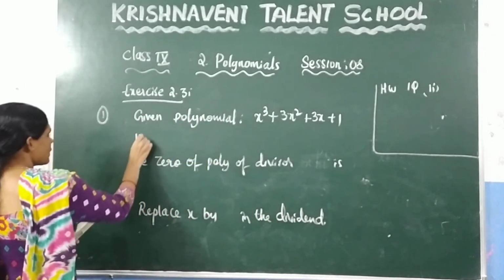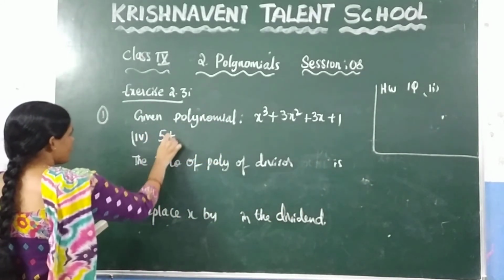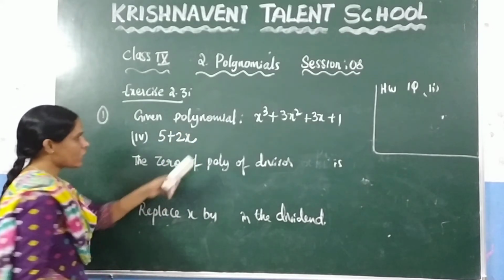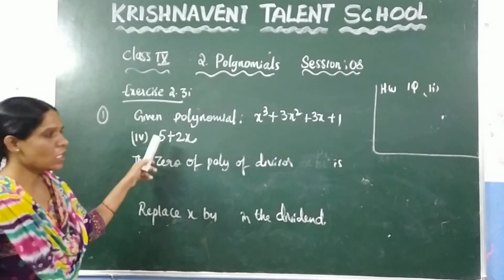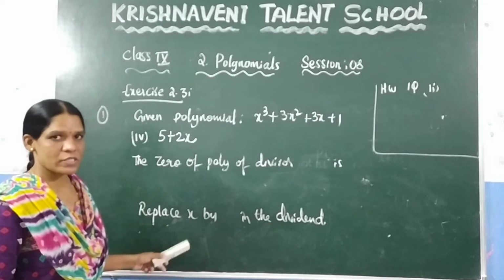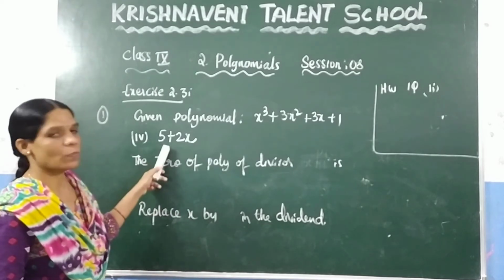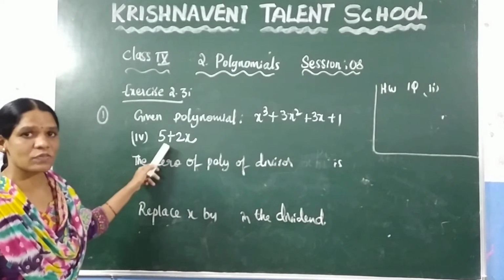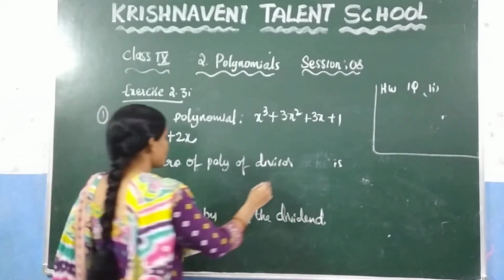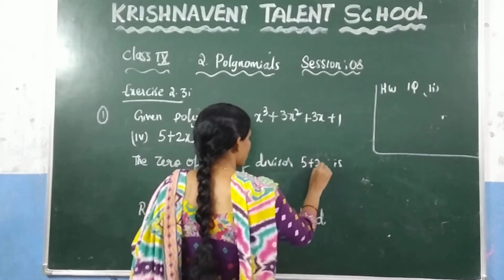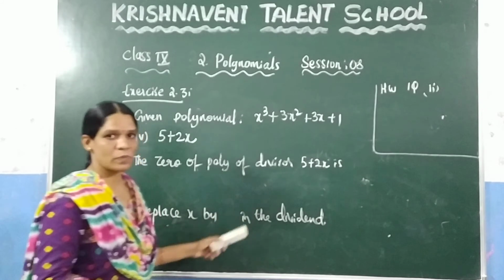What is the last one they have given? 5 plus 2x. If you are dividing this polynomial with this polynomial, what will be the remainder? What is the first step? You need to find the 0 of the polynomial of the divisor. In this case, what is the divisor? 5 plus 2x. So write here 5 plus 2x. Just equate that polynomial to 0.